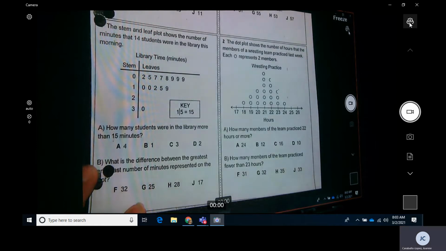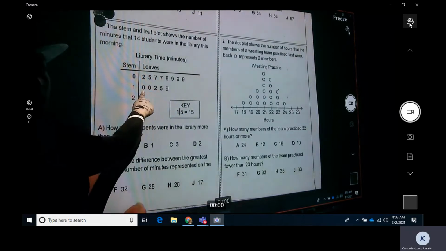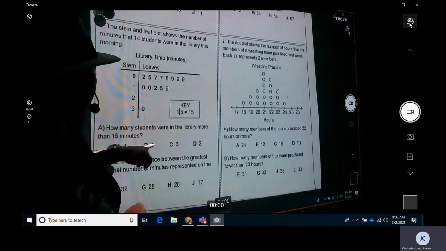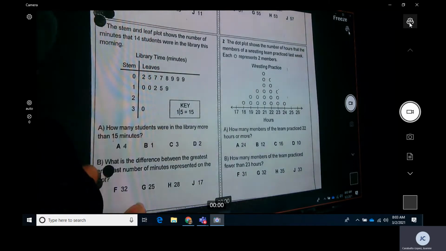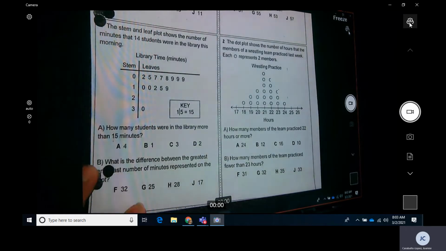All right, so our key says that 1, the line in 5 represents what? 15, thank you. So this is our key right here, which says that 1, line in 0 is what? 10, exactly. So how many students were in the library more than 15 minutes? ¿Cuántos estudiantes estuvieron en la biblioteca más de 15 minutos? Yes, ma'am. 2. She says 2.